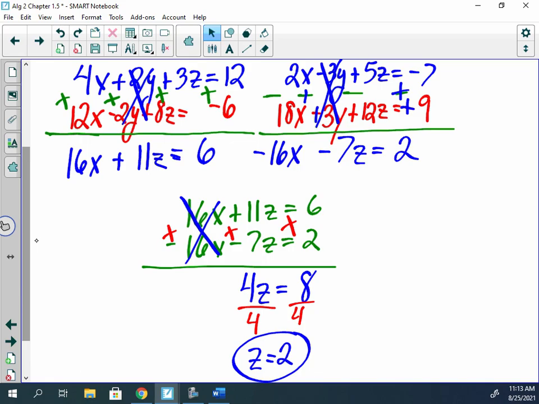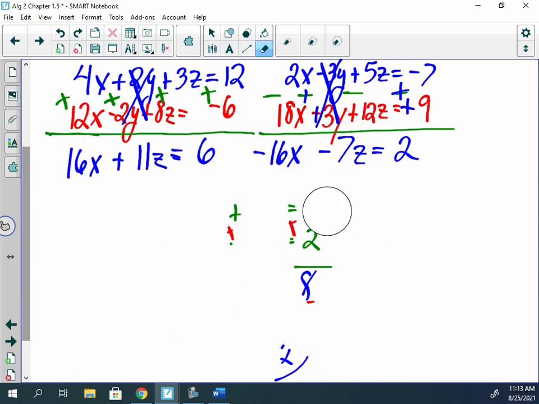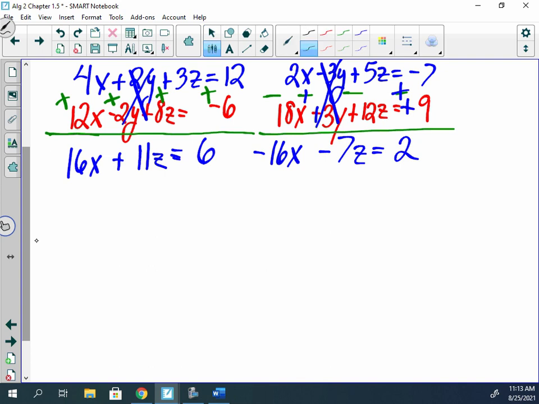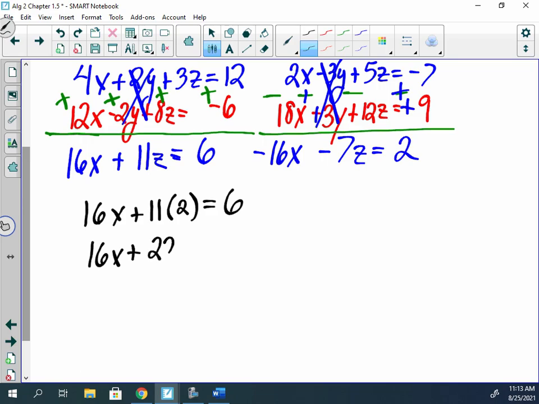Allie, which one do you want to pick? The first one. So I'm going to erase this here so we can still see it. But I'm just going to take this equation and replace z with what? 2. So it's going to be 16x plus 11 times 2 is equal to 6. Well, 11 times 2 is? 22 is equal to 6.